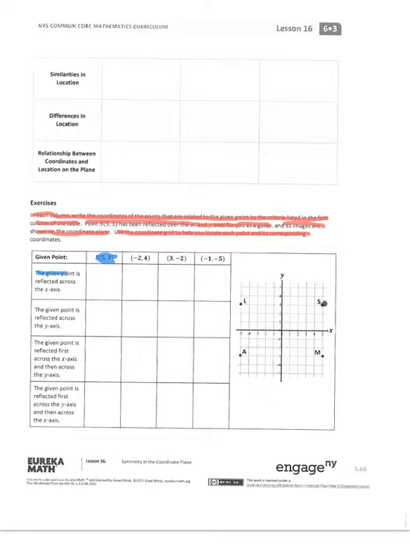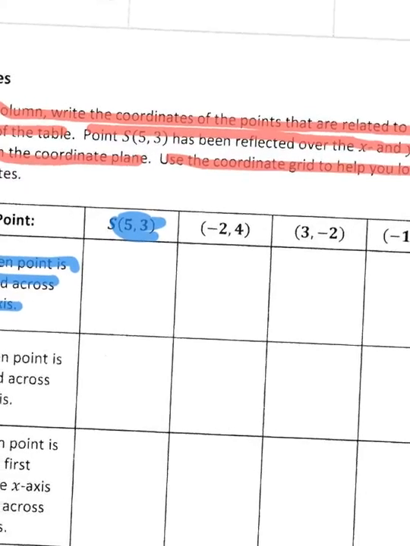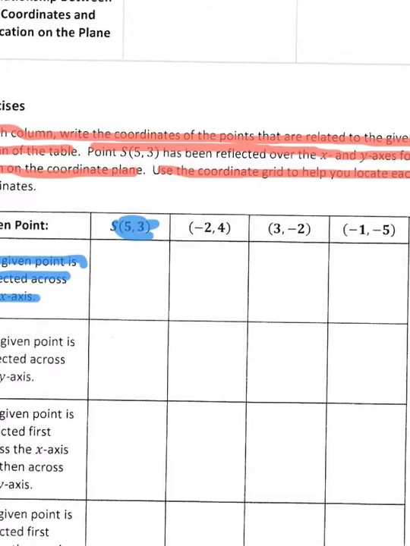It says here, the given point is reflected across the x-axis. First, I need to find the x-axis, which is this one right here. Now I need to put a reflection, meaning like, what would it look like on a mirror? So I'm going to pretend like the x-axis is the mirror, and I'm going to find it on the other side. So I'm going to flip it along the x-axis, and it's going to end up right here, which is letter M. And I'm going to come to my box and write the new point, which is 5, negative 3, parentheses, letter S.